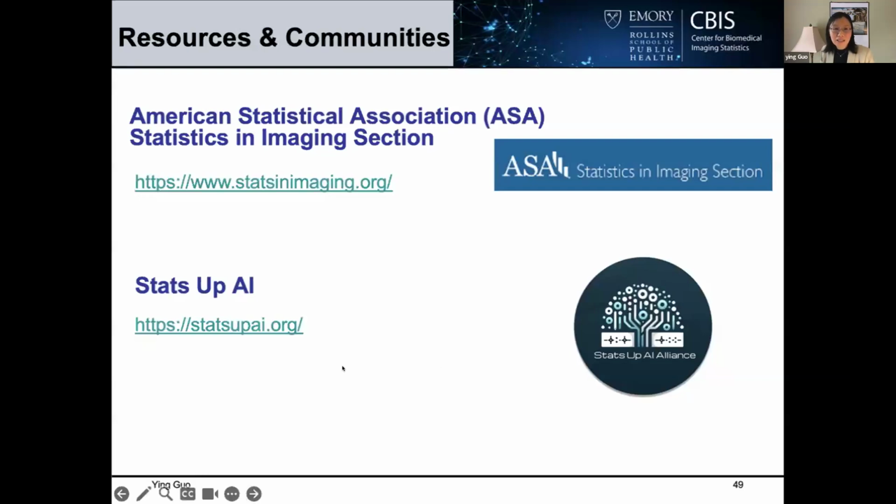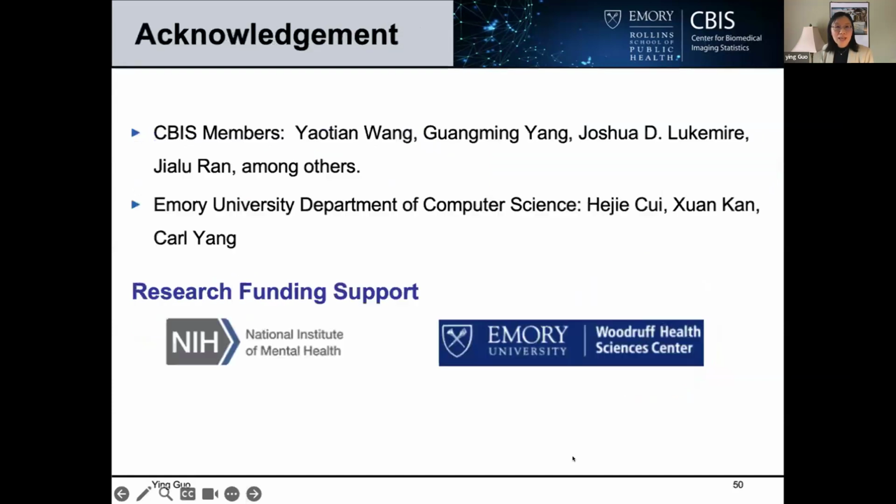And then recently, a new resource, Stats AI, has been established. This is a great resource and community for imaging statisticians. On the website, they provide very comprehensive guidance to different types of biomedical data, including neuroimaging data. So that is a great resource for people who want to work in this area.